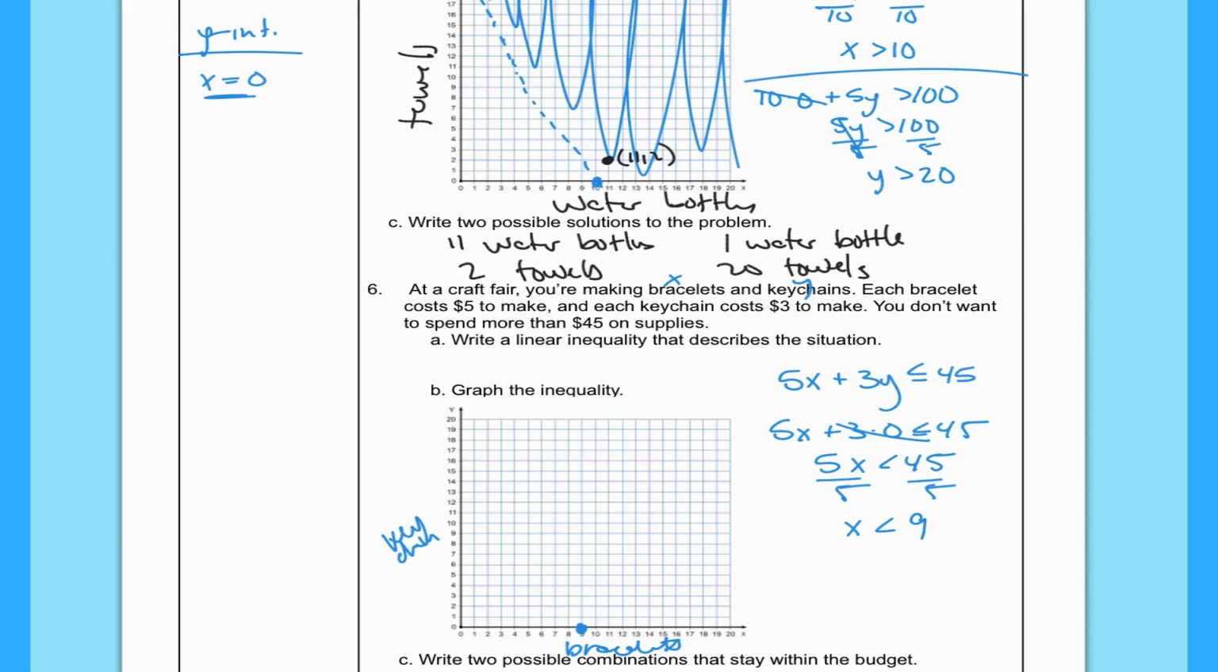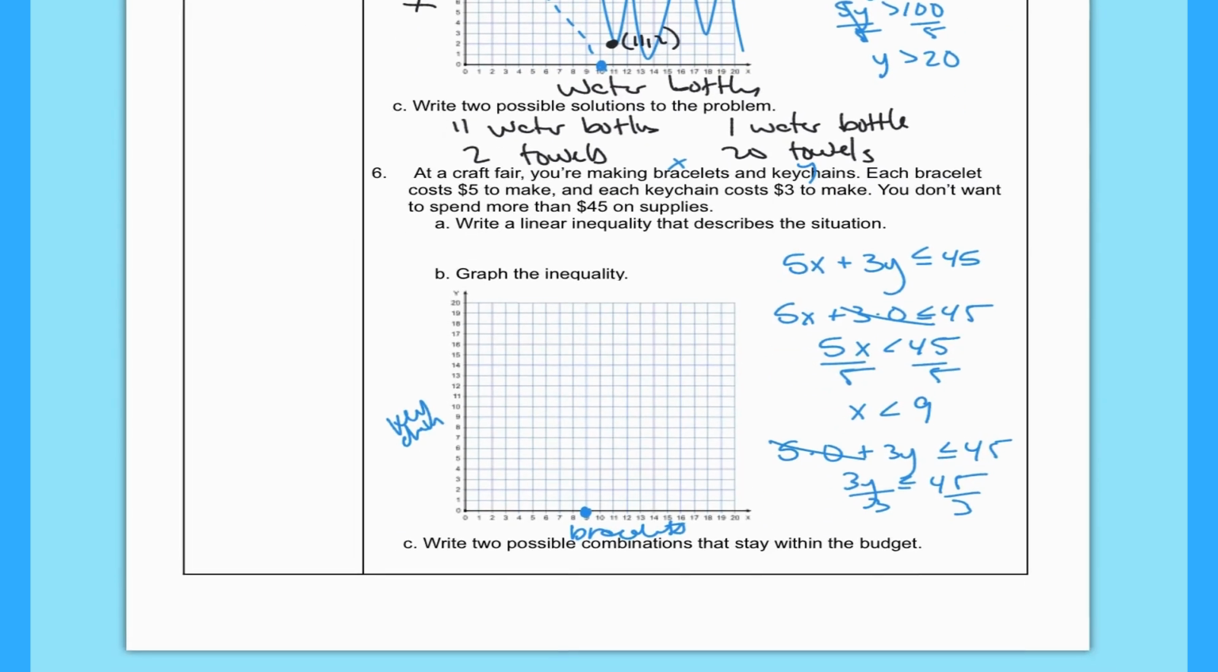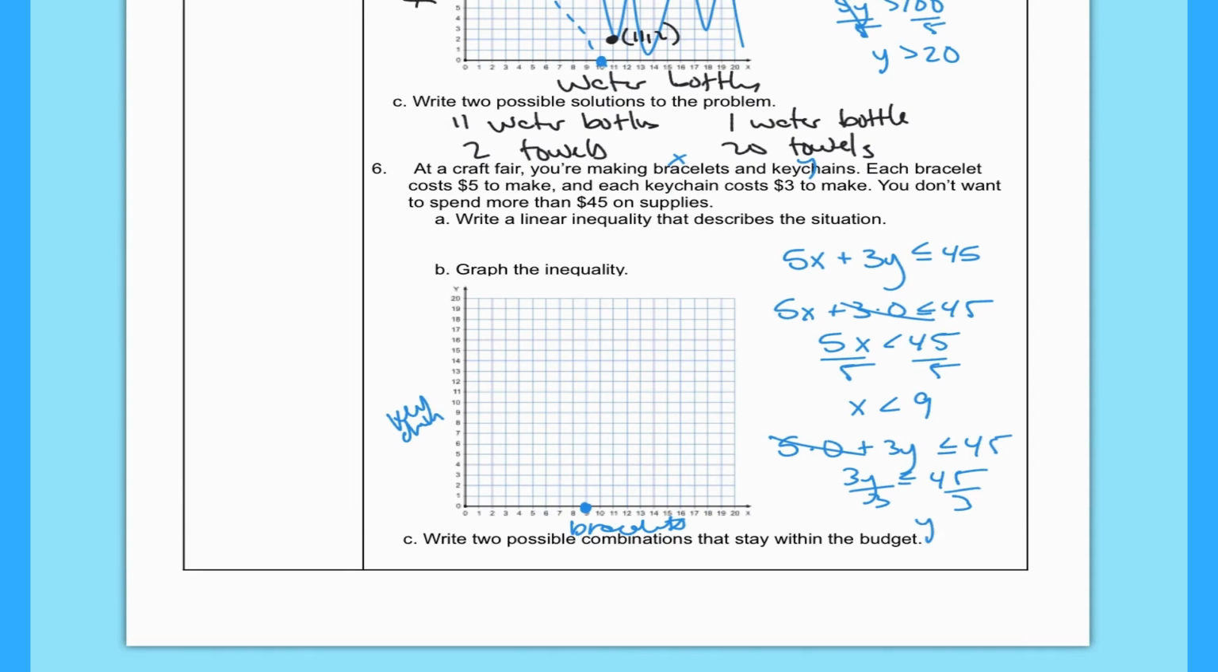And then we'll repeat, but for the y. So then I make the x 0. 5 times 0 plus 3y is less than or equal to 45. We always want to make the opposite letter 0. So if I'm finding the y-intercept, I need to have a y left. So that's going to be 3y is less than or equal to 45. Divide both sides by 3, and we end up with y is less than or equal to 15. So the y-intercept is going to be at 15.